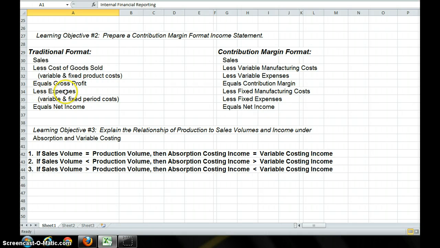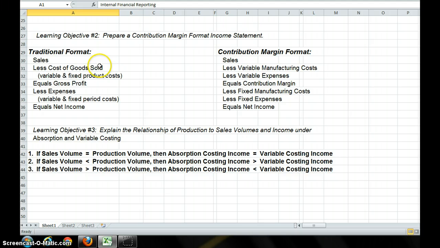Then we subtract out anything that's a period expense. And again, I don't care if it's variable or fixed. Just anything that's a period expense of operating your business gets subtracted out here in the lower part of your income statement. And the bottom line figure is called net income. Under contribution margin format, we change the order that we deduct things out a little bit.